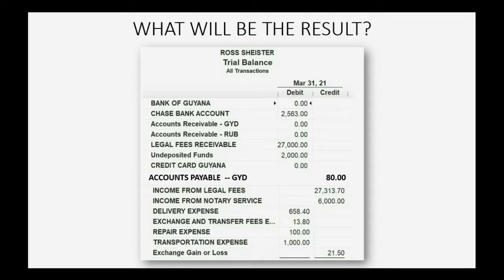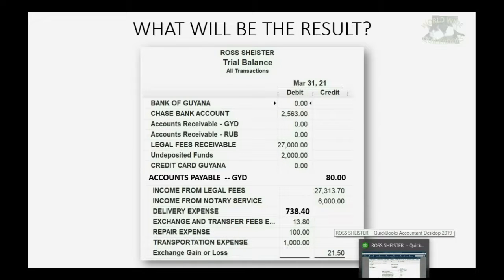0.008 of 10,000. So the equivalent of US dollars that you owe will be $80 for the service you received. And because you owed $80, that means you received a service worth $80. And because it was delivery service that you received, delivery expense will increase by 80 US dollars and become $738.40. Let's record the bill.